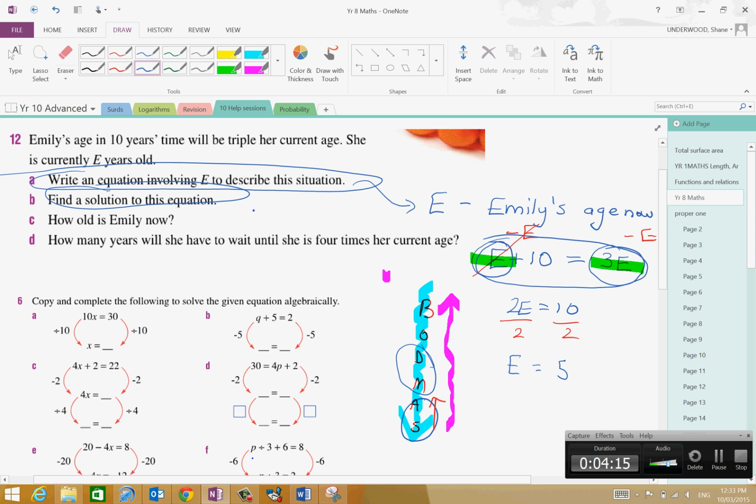Find a solution to this equation. How old is Emily now? She's 5 now. How many years will she have to wait until she is 4 times her current age? She'll have to wait 15 years, thank you, because 4 times 5 is 20. Now that's one of the harder questions in 7A. Are we okay with that sort of thing? Yep. All right, good. Are you happy for me to move on?